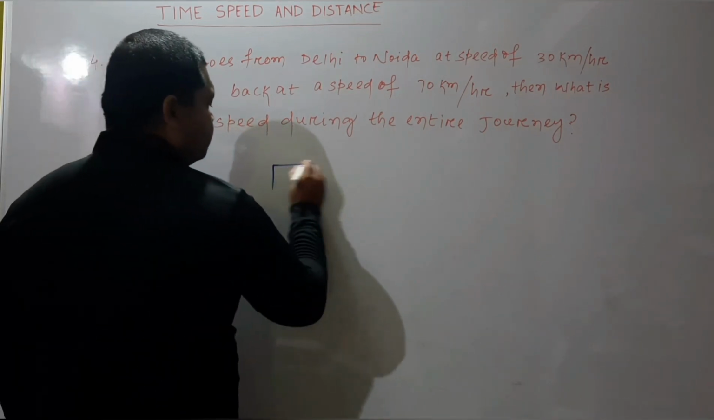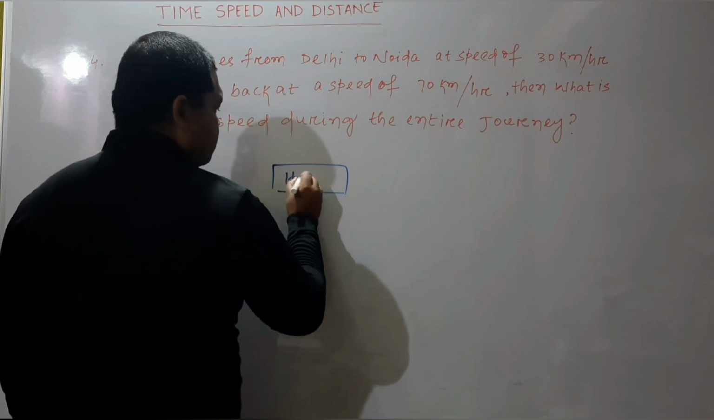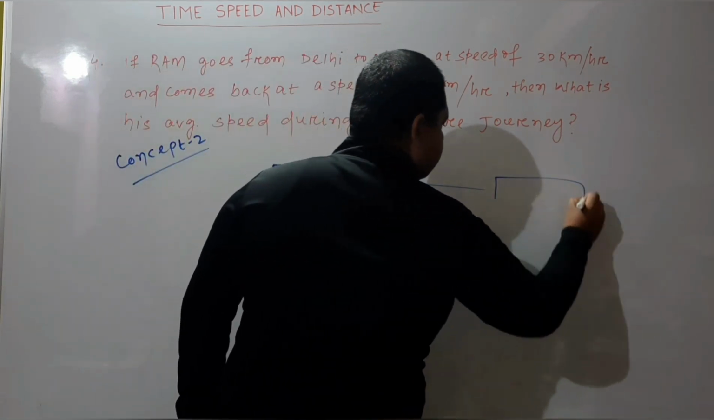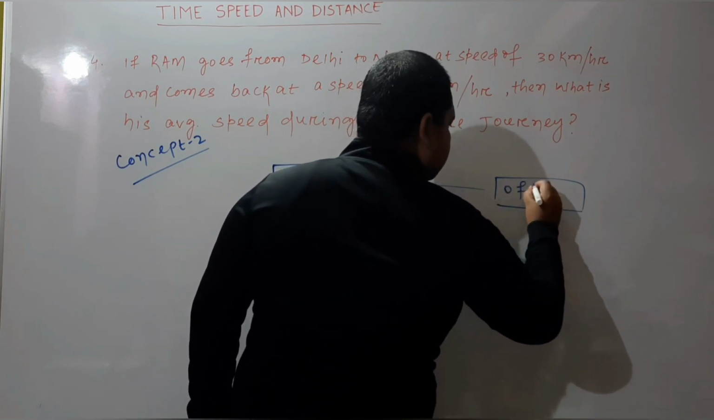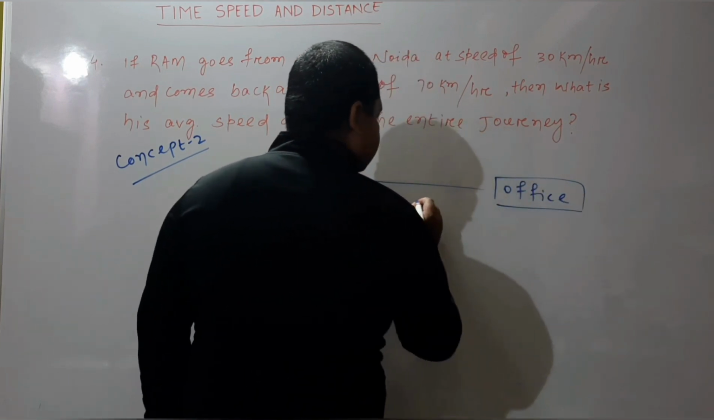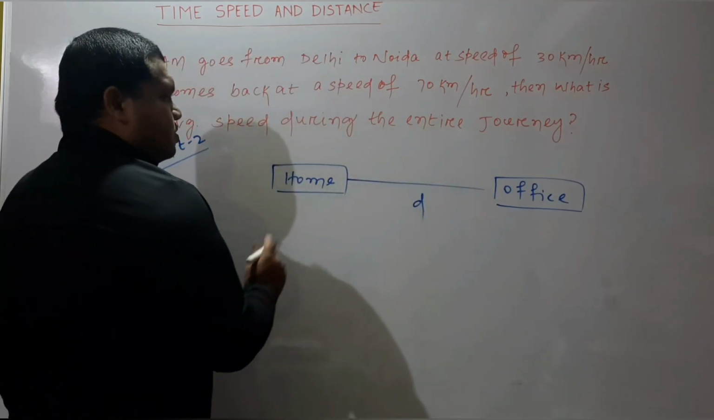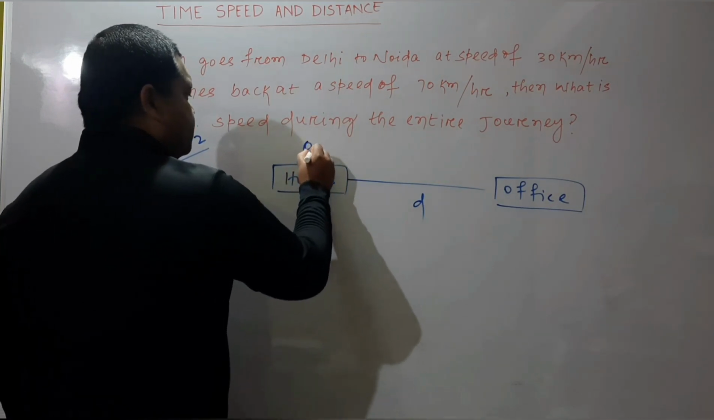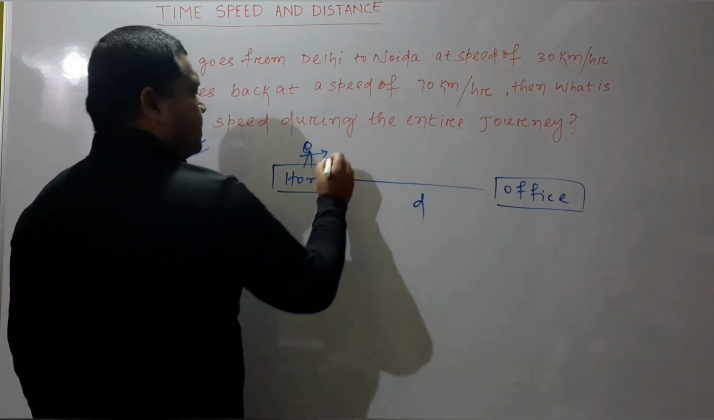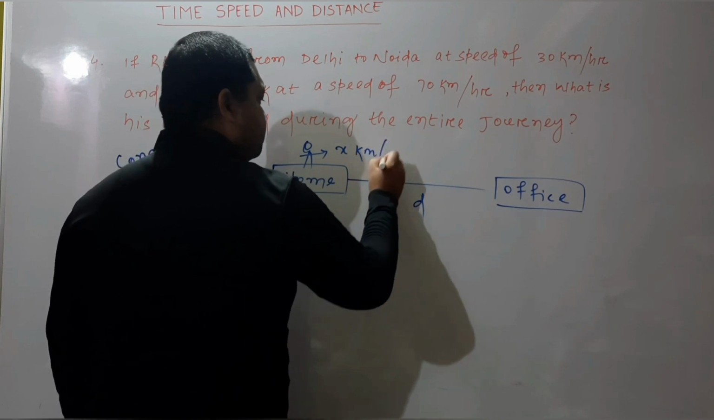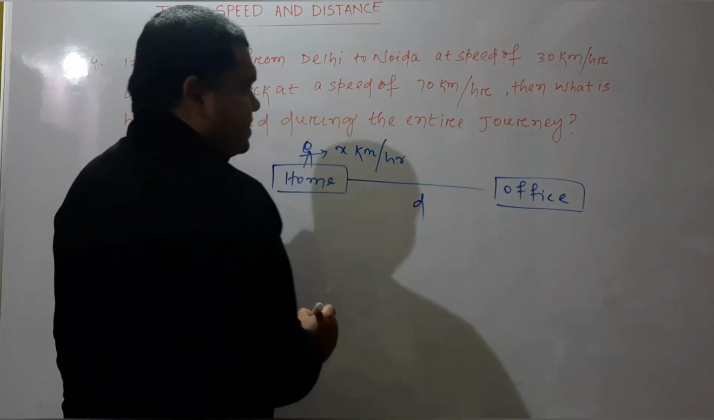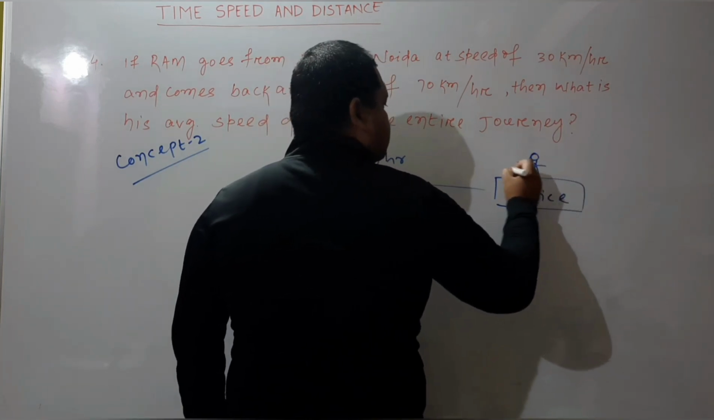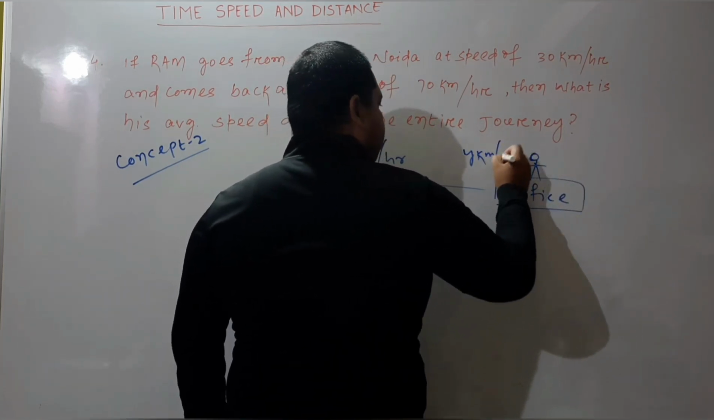Suppose this is your home. From your home to office, let the distance be d. You start your journey from home to office, and let your speed be x km per hour. Clear? Similarly, when you return back from office to home, your speed is y km per hour.